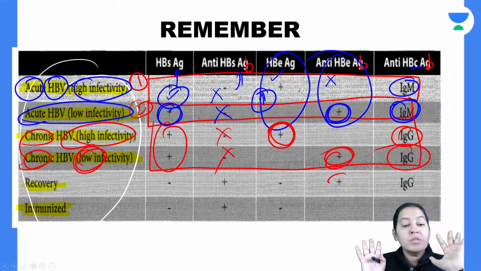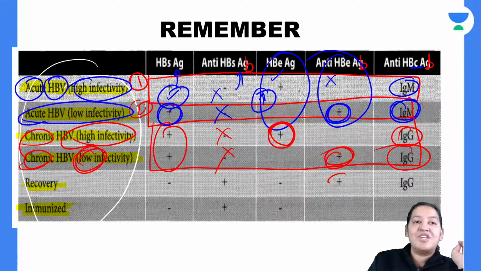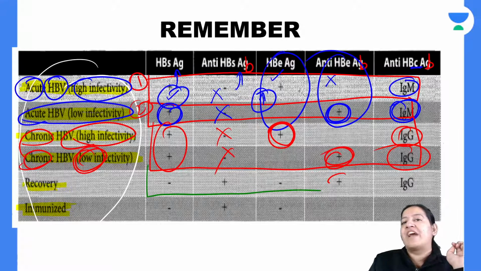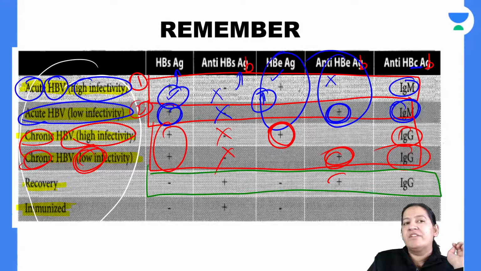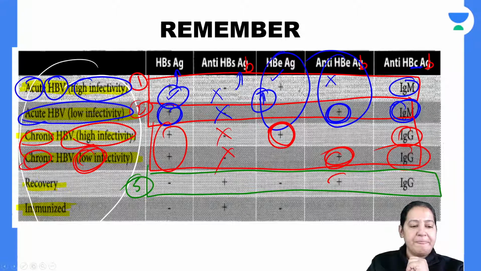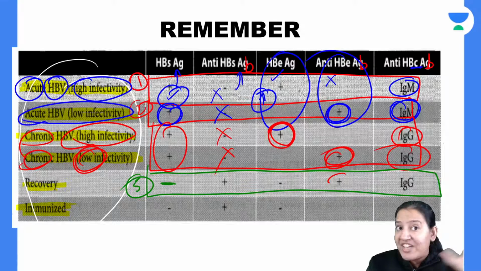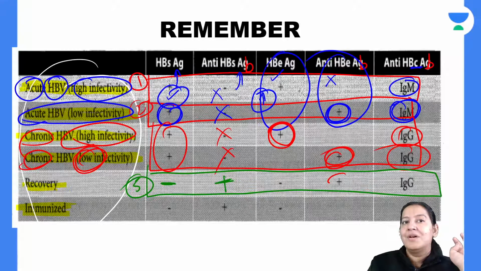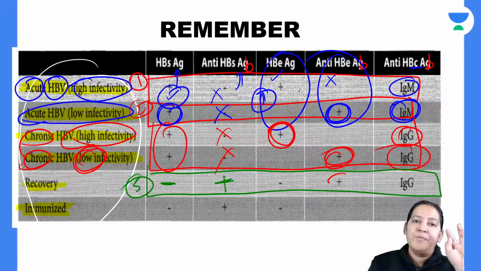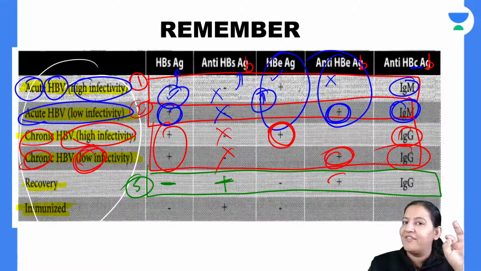Now, the most important and difficult to understand is patient number 5 and 6. Let me come to 5. See patient number 5, I am marking with green marker. In patient number 5, HBs antigen is negative. So there is no infection. Antibody is there. So you have to decide whether recovery or immunization. There are 2 options now, either recovery or immunization.